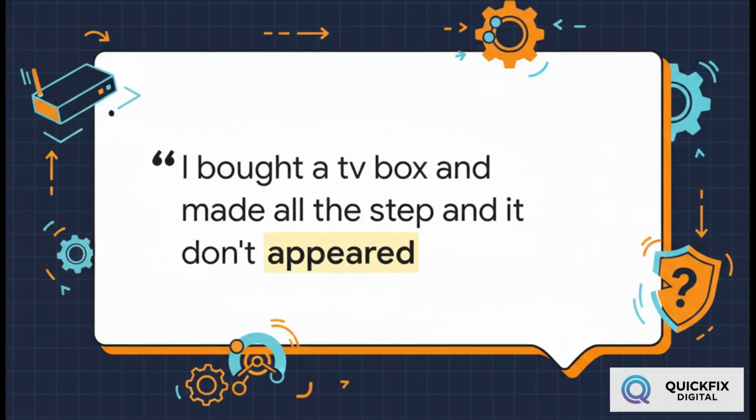And finally, we have a troubleshooting plea from Roger. He says, "I bought a TV box and made all the step, and it don't appeared. Could give me another way to have it." Now this is a fantastic reality check for us. Even when you have a totally foolproof, step-by-step guide, the reality of IT is that every hardware environment is different. A specific Android TV box, for example, might throw unique hurdles your way. Sometimes, even perfect execution needs a little bespoke troubleshooting.